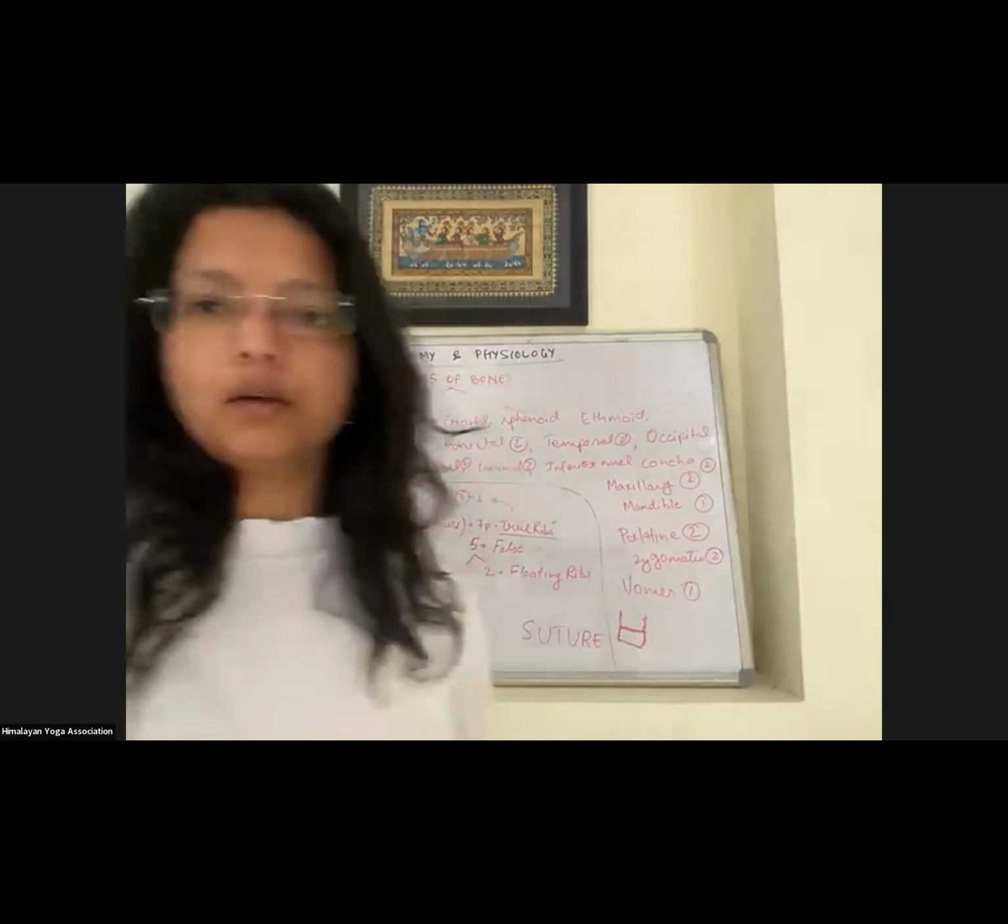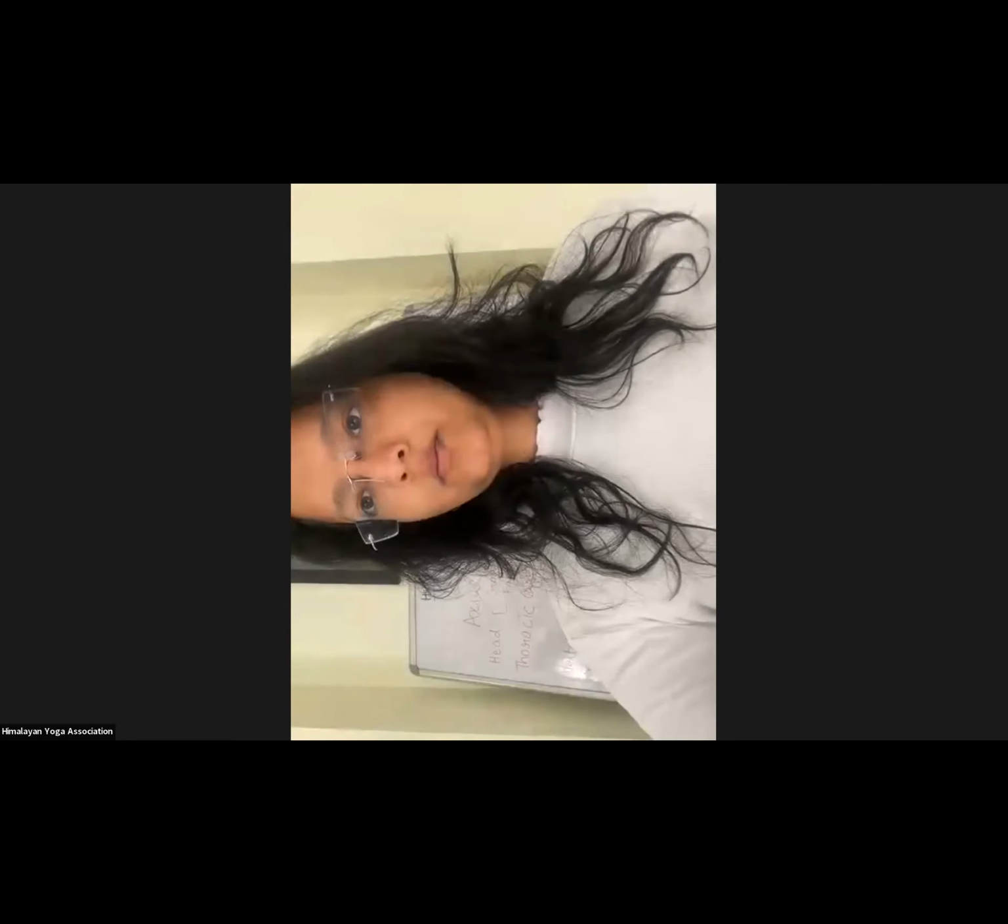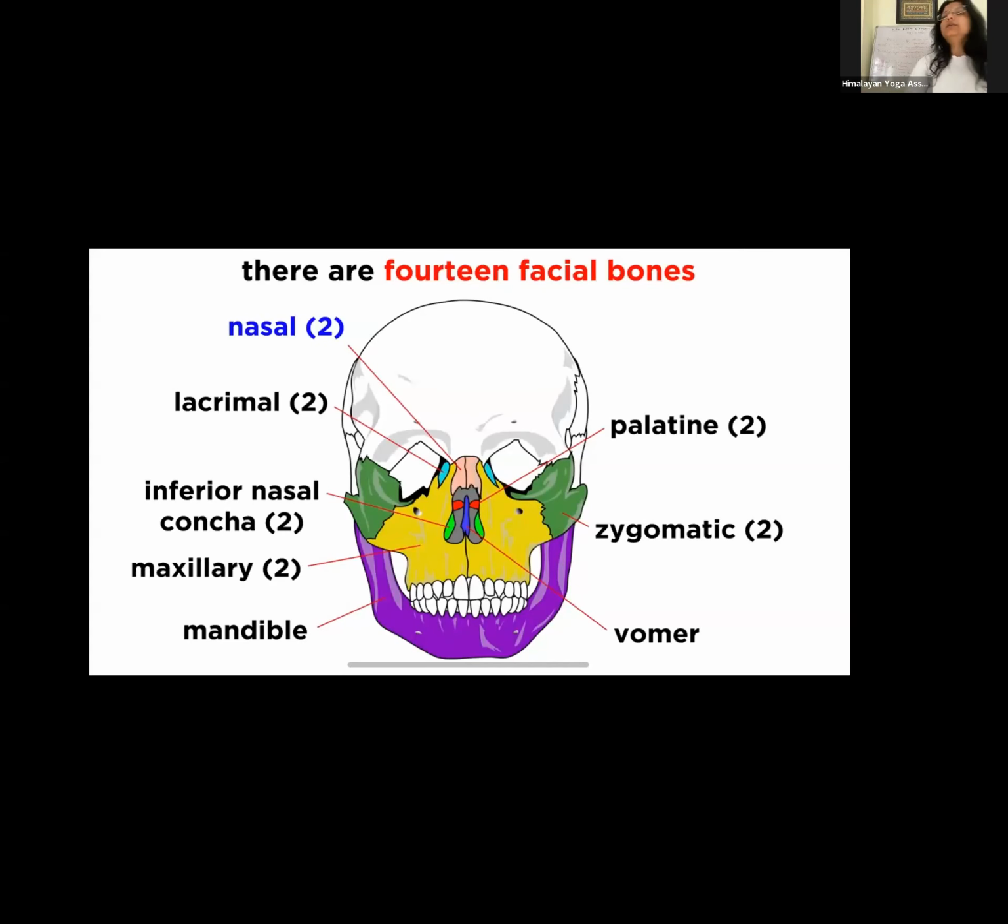Now let's see a diagram of the facial bones. Okay, so here you see there are 14 facial bones, starting with nasal. Nasal bones are in pair. So we see this skin color bone on the nose, the bridge of the nose. Okay, these are in pair. Mostly facial bones are in pair.